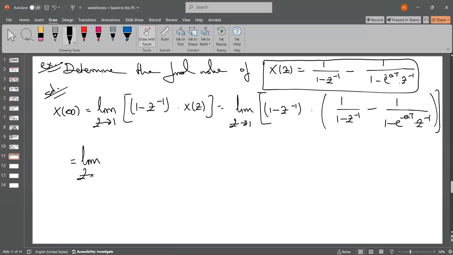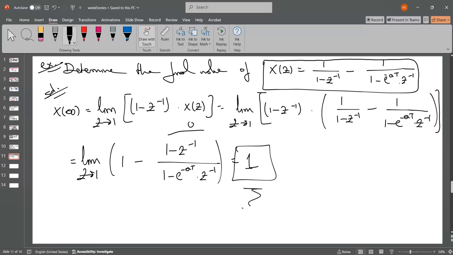Limit z going to 1, this is 1. And the other one, 1 minus e to the power of minus aT times z to the power of minus 1. If we take the value 1 in here, okay, this is 0, right? But this is not 0. This is 0 because the numerator is going to 0, and so just see that this is 1. Okay? Any question? Okay.